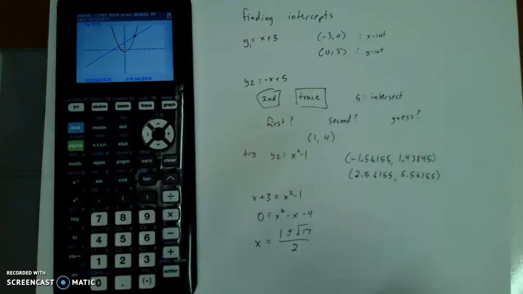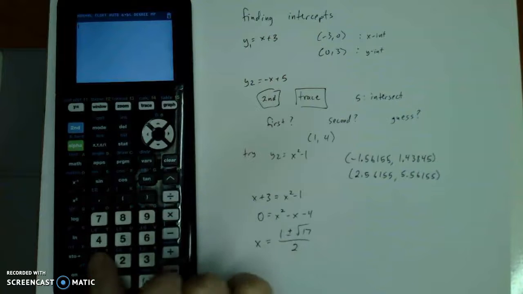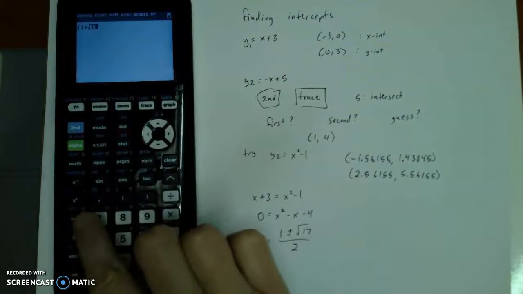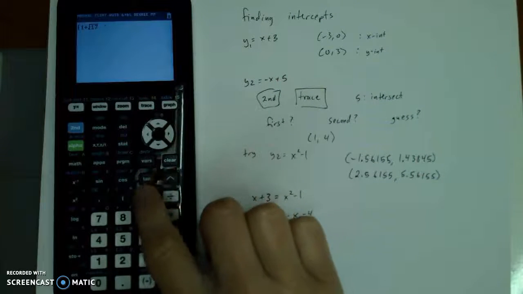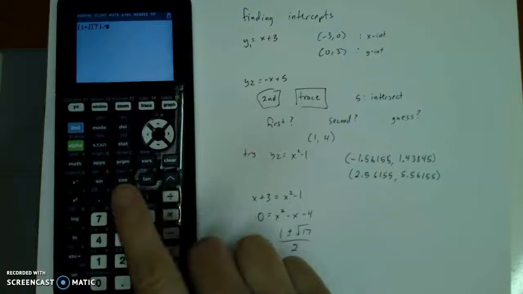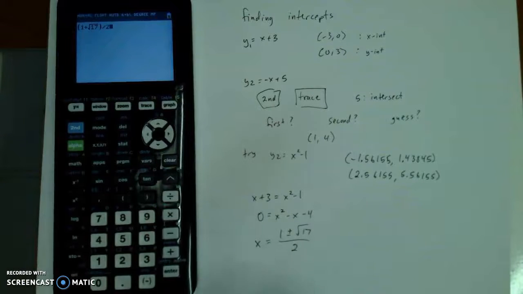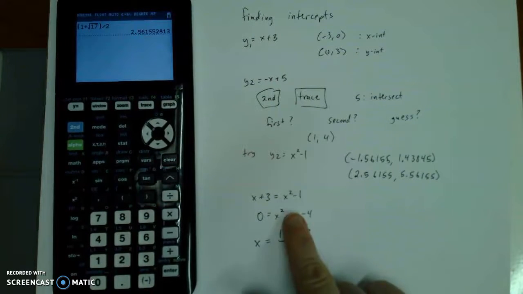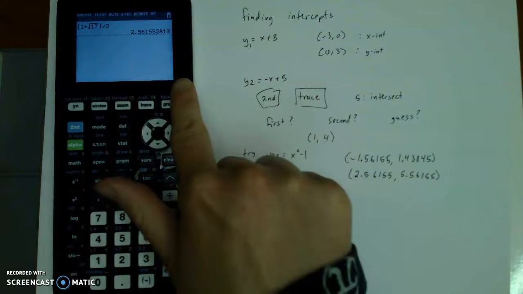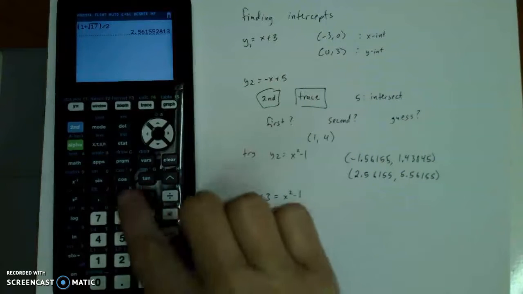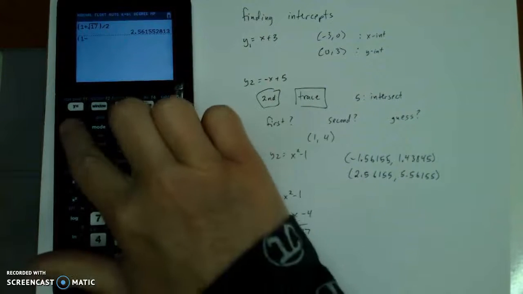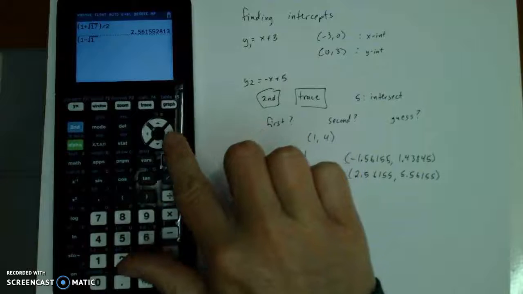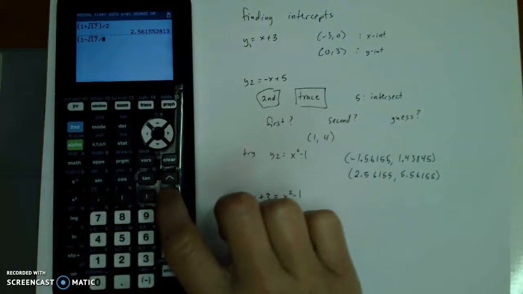How do I know if those are the same? Well, let's go back to my main menu, and let's type that in. So let's type in 1 plus the square root of 17. You'll notice I've got more than one term there. That's why I've got parentheses. Divide it by 2. And that does look to be that decimal. Let's check the second one. 1 minus the square root of 17 all over 2.